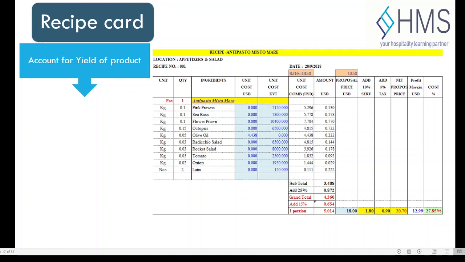So the important factor to look into in this recipe card is that you are accounting for the yield of the product, meaning individual ingredients have different yields. The yields are different for each type of product. So sometimes you make a prawn curry, you don't need to remove anything, so everything goes into the dish, right? Sea bass, sometimes you remove, you fillet that. Sometimes there is only the fillet, and then sometimes you use the sea bass whole, including the bones. So the yield is going to be different for each product.